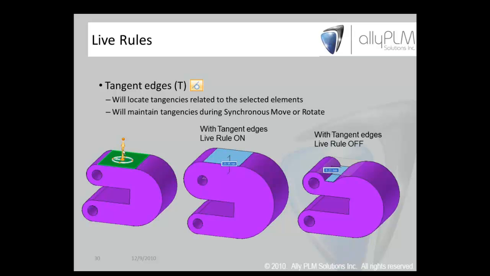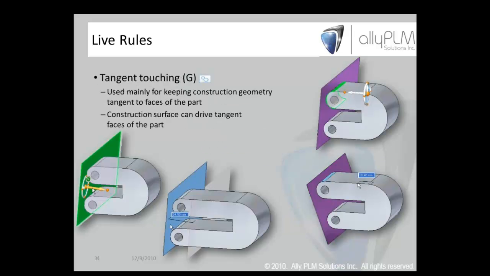Tangent touching. Haven't used this one too much. This is one of the main things I have seen it used for. We have a construction surface in front. And notice with tangent touching, if we move that construction surface on the left, the steering wheel, then those arcs or rounds at the end, or whatever you want to call them, are going to be touching, so therefore tangent touching. Also up in the upper right-hand corner, you'll see that if you drive that cylindrical face on the end, it will drive the construction surface as well.